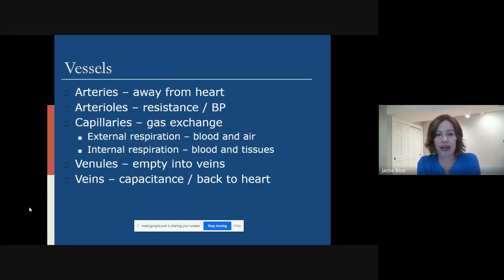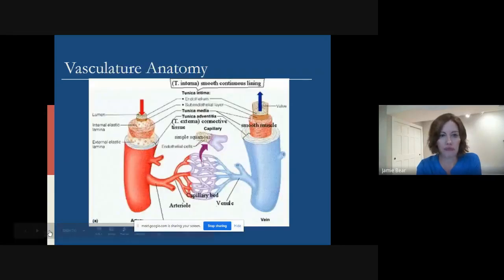Then those will empty into our smaller venules all the way up into our veins. And the veins are a low pressure system. They're just called capacitants, meaning they just hold blood. And then they take the blood back to the heart. So here we can just see more vascular anatomy. So here is an artery. Here is an arteriole. Here's the capillary bed, which will empty into a venule, and then the vein itself.